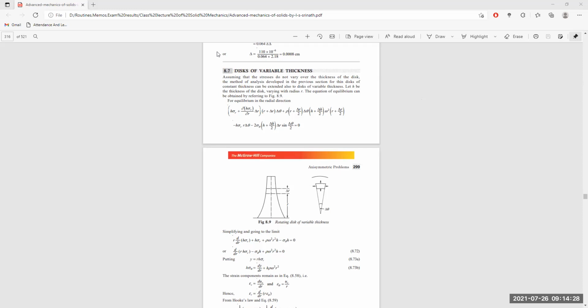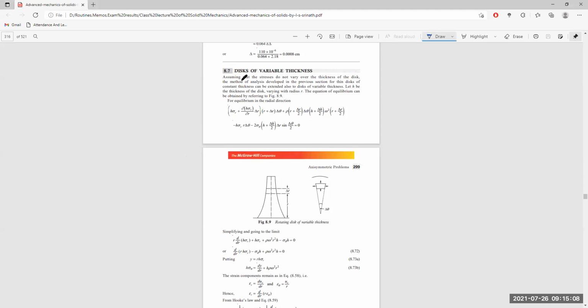This type of application may happen with the propeller of a ship, or the propeller of, say, certain old aircraft, or many other things, mostly rotating objects. We have certain rotating objects which are supposed to have the same strength everywhere, so you have to make them thicker or thinner in some places. Now, in this type of problem, the stresses do not vary over the thickness of the disk itself.